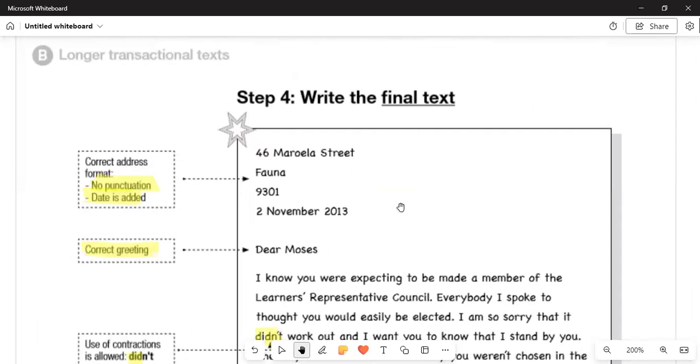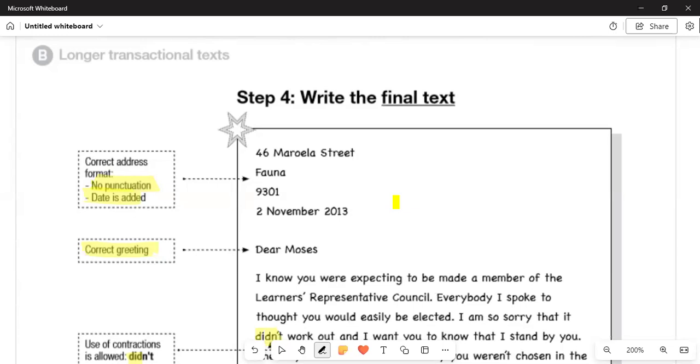And then if we are moving on again, this is the final text, which is the final draft that you must possess in order for you to get good marks from the marker. This is the address. You can see there's a correct format. There is no punctuation, and the date is also added. And then we have 46 Marula Street, Fauna, 9301, 2 November 2013. You skip a line.